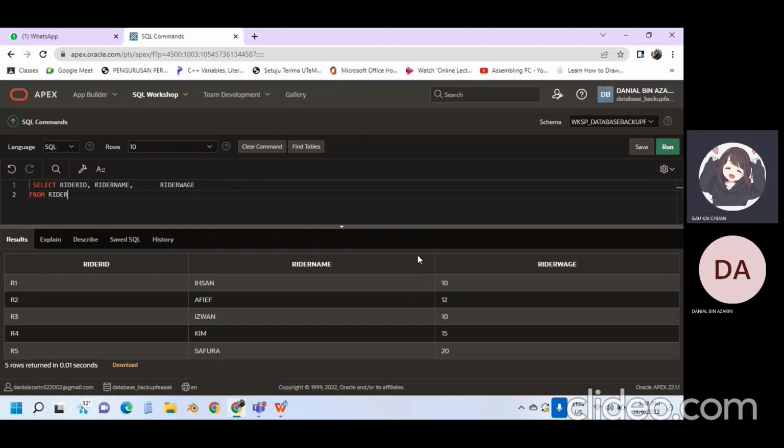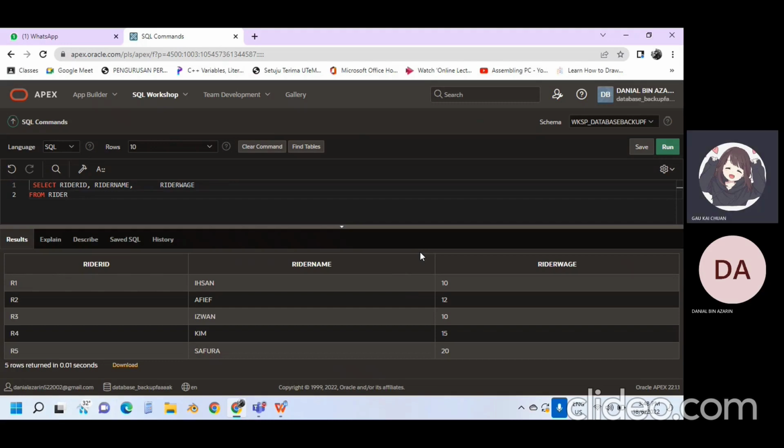So the output is like this. Rider ID number 1, R1. The rider name is Ihsan and his wage is 10. And then R2, the rider name is Afif and the rider wage is 12.